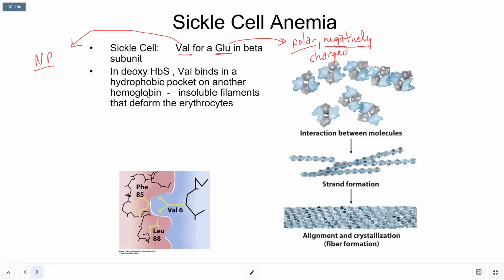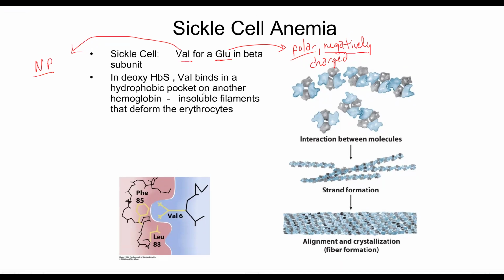Now, in the deoxygenated sickled form of hemoglobin, the valine, our mutant residue, is going to bind in a hydrophobic pocket on another hemoglobin. So here's one hemoglobin, here's a completely different hemoglobin. These are adjacent proteins, not individual subunits. I'll label this HBS1 and HBS2.